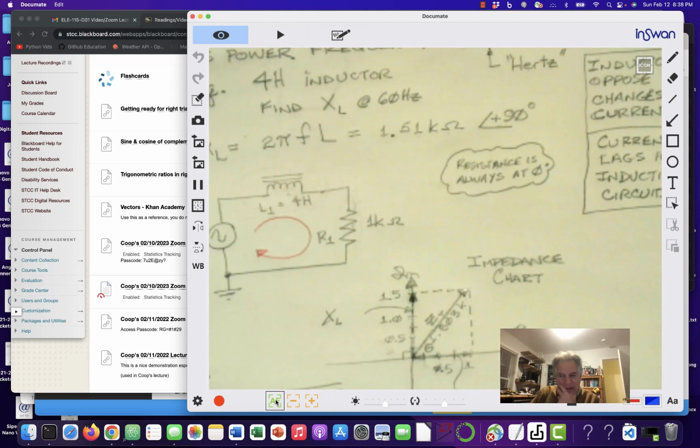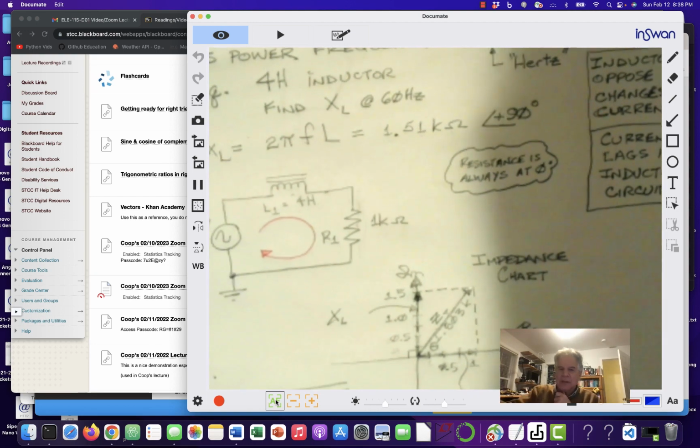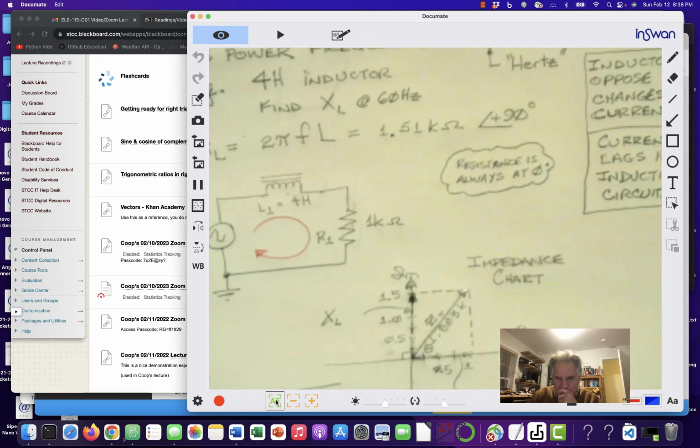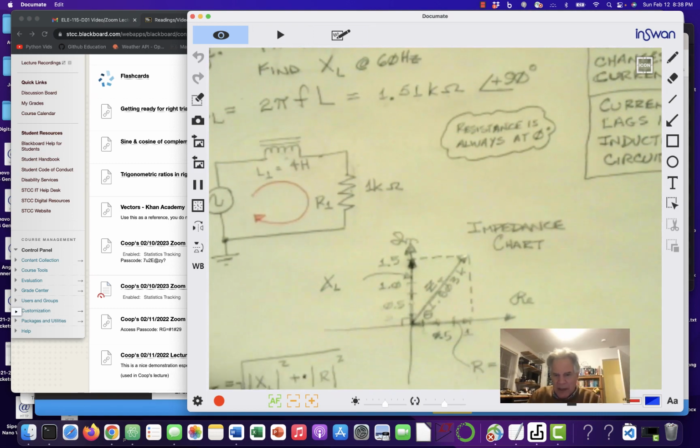I guess that's about as good as it's going to be on focus. Yeah, it's even worse. So this guy is the hypotenuse of a right triangle formed by the inductive reactance XL, there it is, and the resistance R. Now let's see if I can move this. Yeah, R.